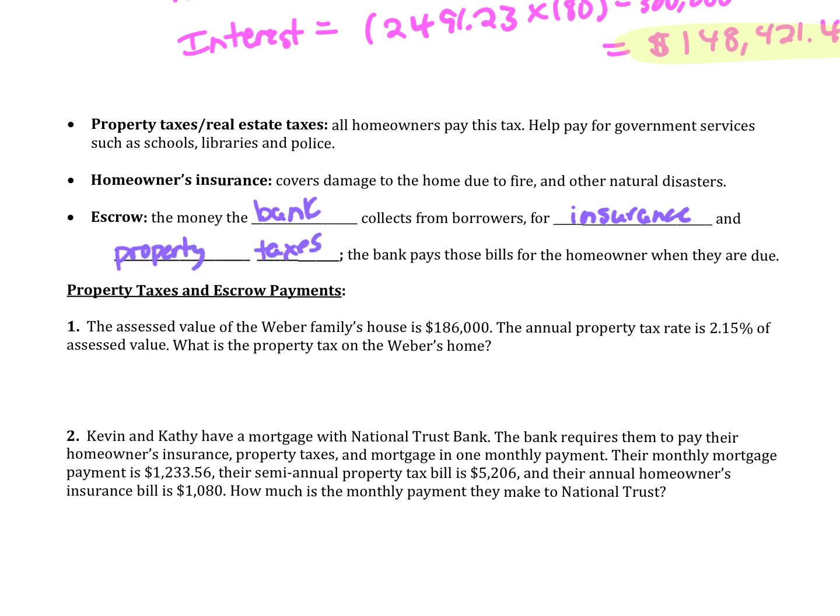Right? The bank pays those bills for the homeowner when they are due. That is how it happens most of the time. In some instances, you end up having to pay your own property taxes, and there's all kinds of weird contractual things that happen, right? Okay.